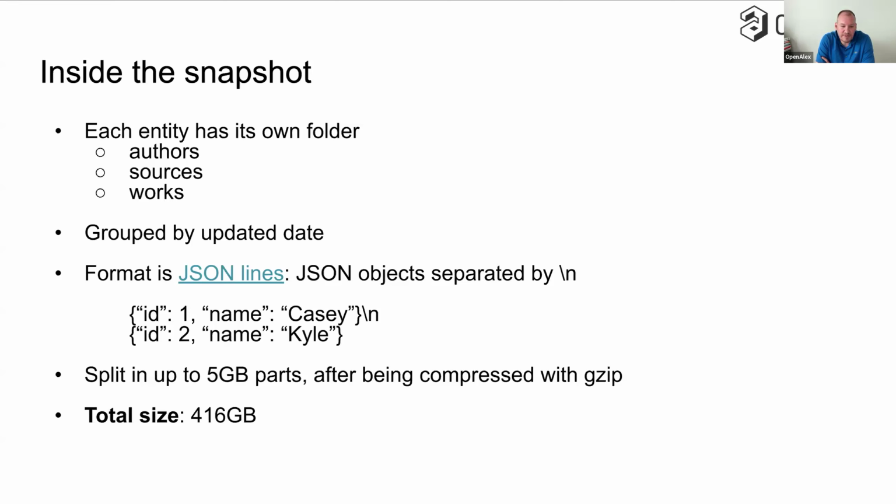Our records are set up in parts. Once you get to 5 GB, you'll start a new record, a new file. So especially in works and other big ones, you'll start to see it go into mini parts for a certain updated date. And then it is compressed with gzip to save space. The total size of the whole snapshot compressed is 416 GB.